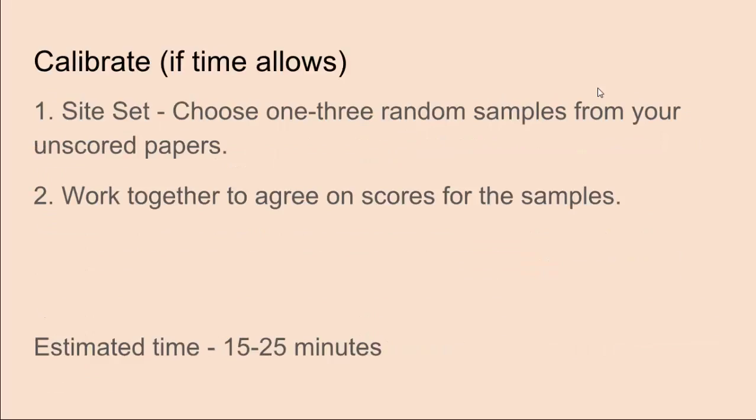If you do have time, it would be fabulous if you could choose 1 to 3 random samples from your scores on the Illuminate LMS and work together to agree on a score for those samples. Maybe huddle around one person's computer with your rubrics and score them together. That would heighten your team's calibration, that you're truly calibrated together, not just scoring independently.